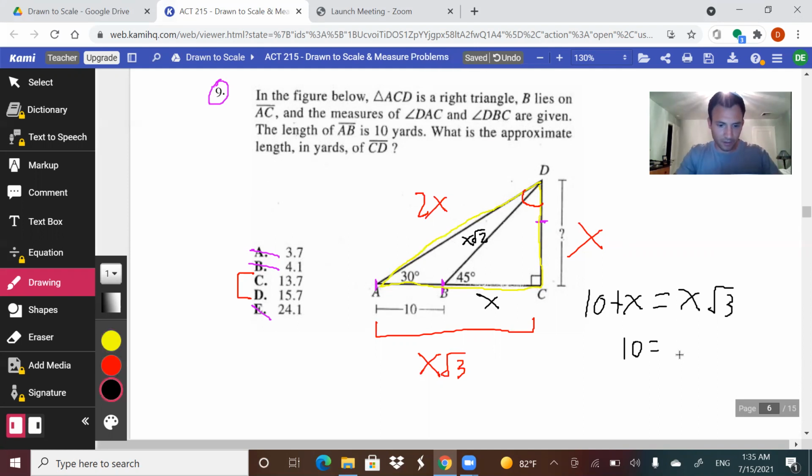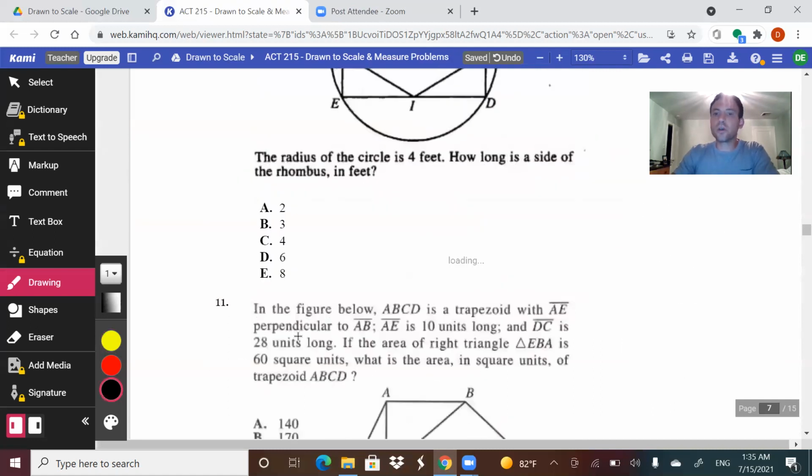Well, let's see what that is. It's going to get you about 0.732 root 3. Divide 0.732 into 10, and you're going to get about 13.66. So that's what x would be. So anyway, you had a 50% chance just by understanding that it's drawn to scale. Let me show you an even harder problem.